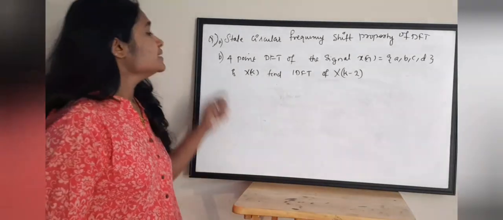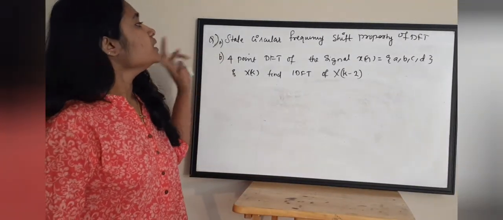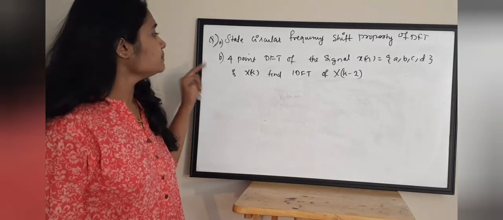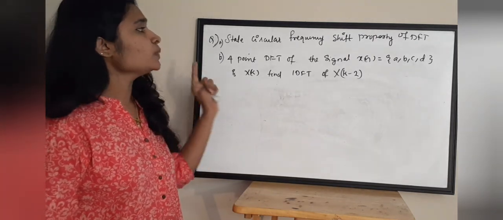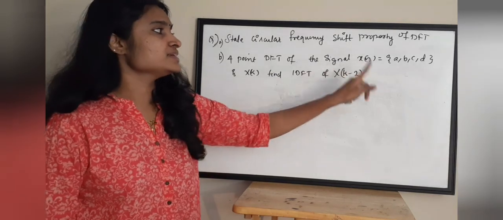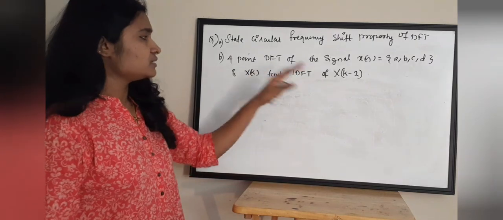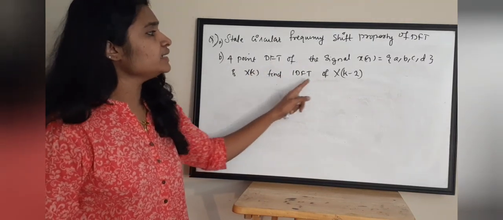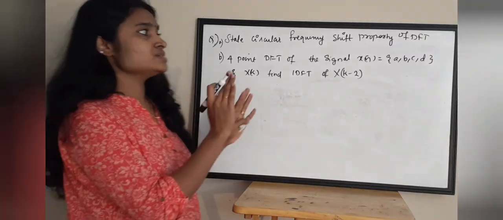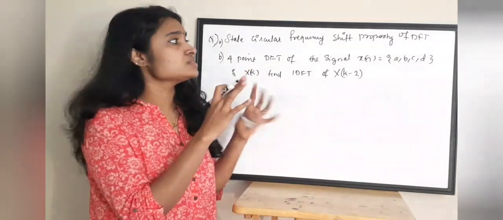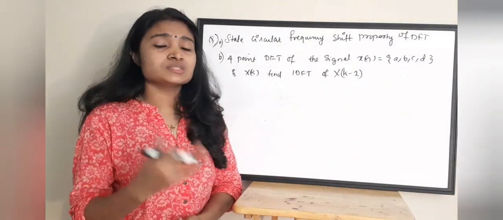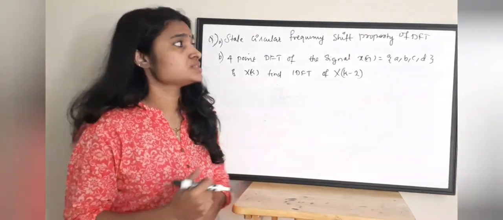Next question has two parts. State the circular frequency shift property of DFT. And in the B part, they are asking: the 4-point DFT of a signal x of n, that is the signal given as set A, B, C, D, is x of k. Find the IDFT of x of k minus 2. Okay, so these two questions are related, and both are based on the circular frequency shift property of DFT. It is one of the very important DFT properties.